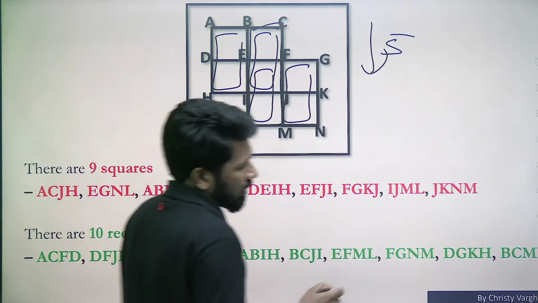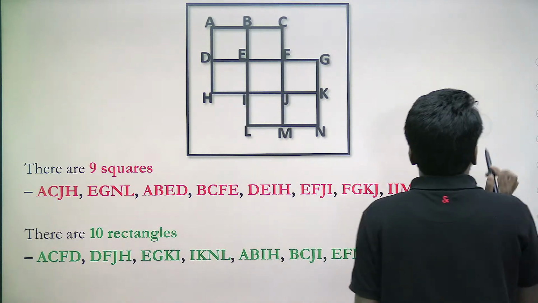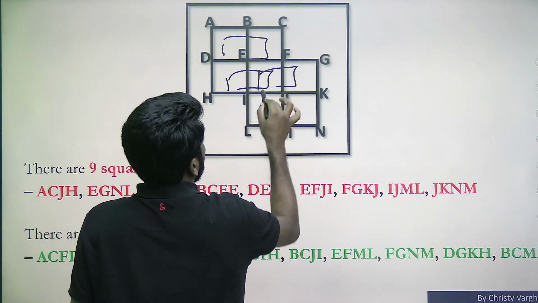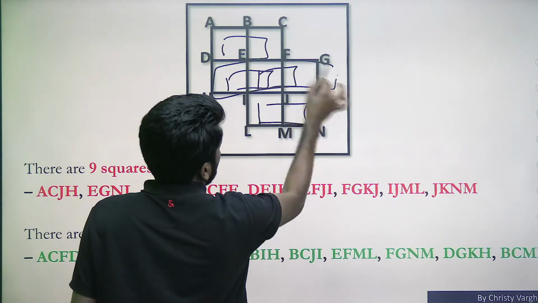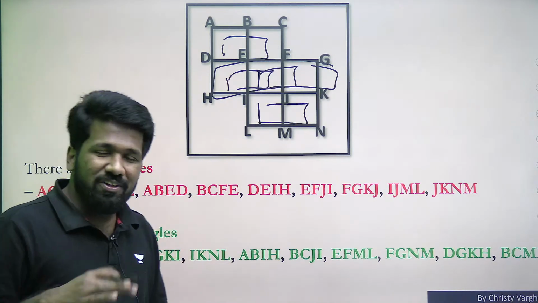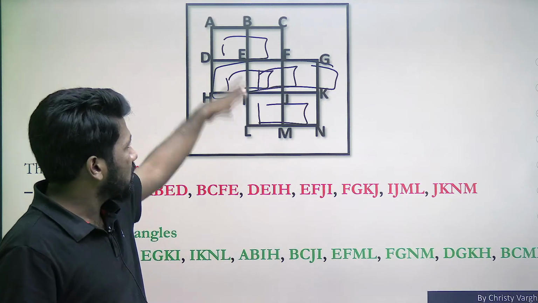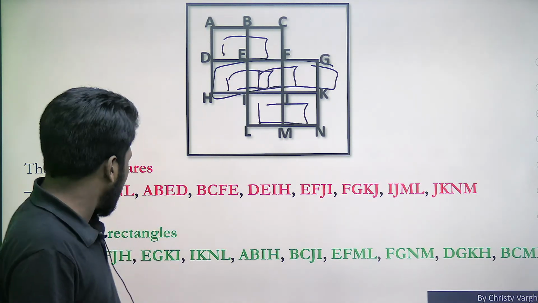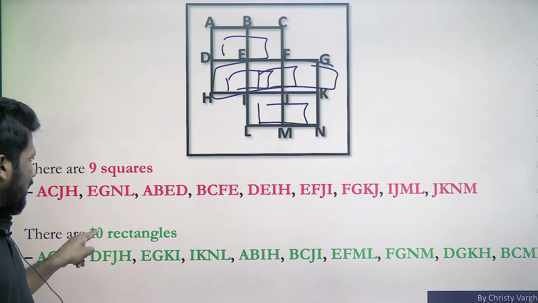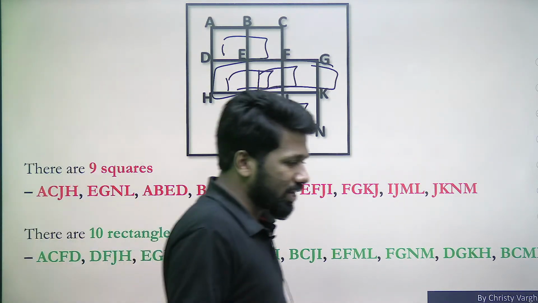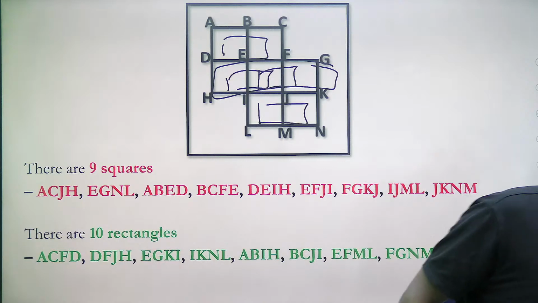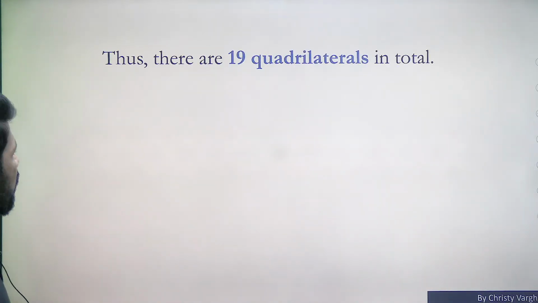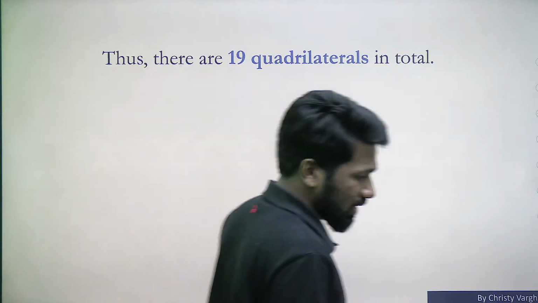Top to bottom, we get 5 rectangles. Now left to right, how many rectangles? 1, 2, 3, 4 and 5. So top to bottom is 5, then left to right is also 5, because this is vertically and horizontally symmetric. So 5 plus 5, total 10 rectangles. 10 rectangles, 9 squares. These are all quadrilaterals, right? Squares and rectangles are quadrilaterals. So total 10 plus 9, 19 quadrilaterals will be there. So option C is the answer.